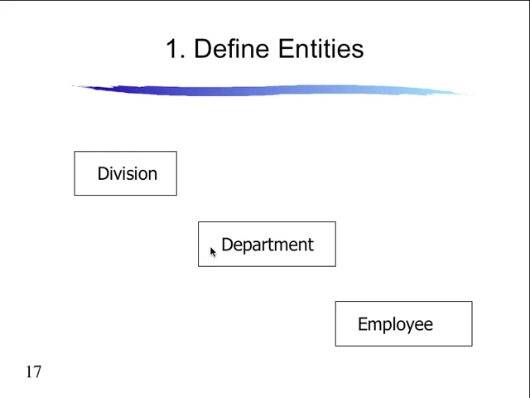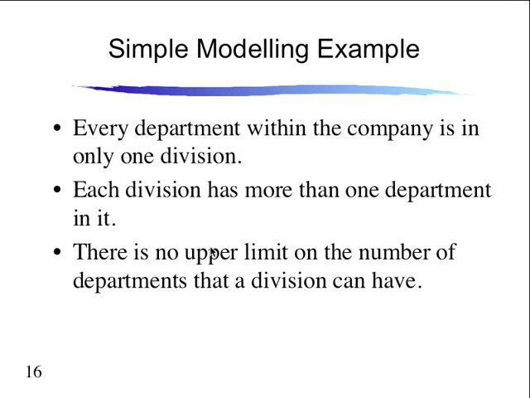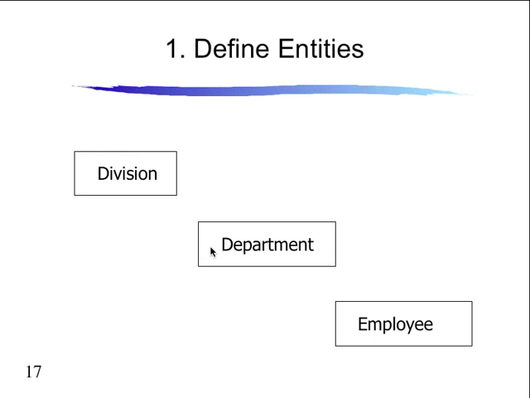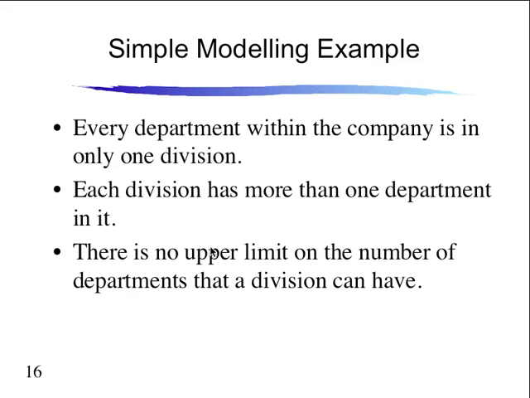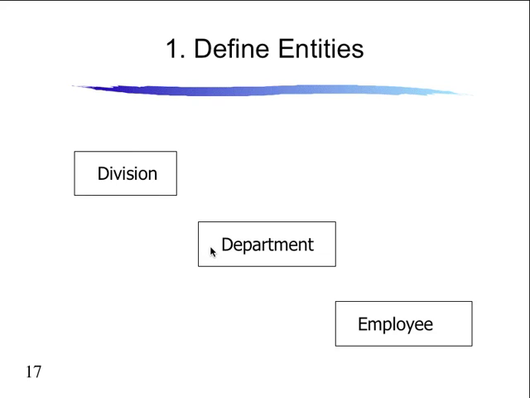So number one, we define the entities that exist here. Every department within the company is in only one division. Each division has more than one department in it. So we have divisions, departments, and employees. We really haven't shown anything about it yet. And this is an interesting example because it flows in a different direction than what we have normally seen so far. So you can see the entities as a department, a division, and then employees.